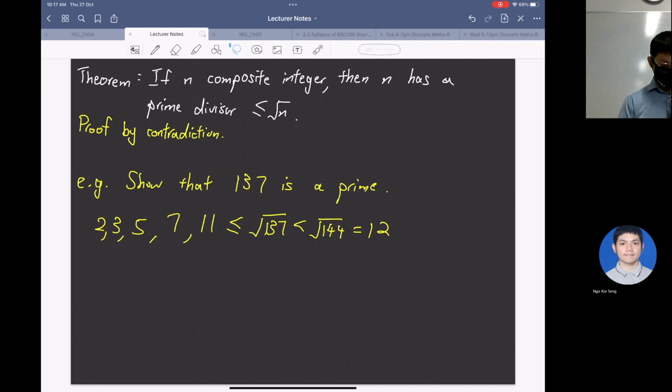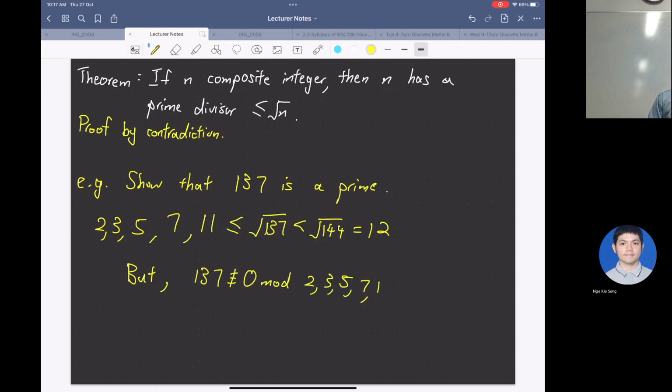But 137 is not divisible by any of these numbers. So 137 is a prime.